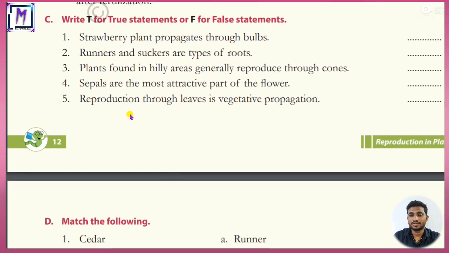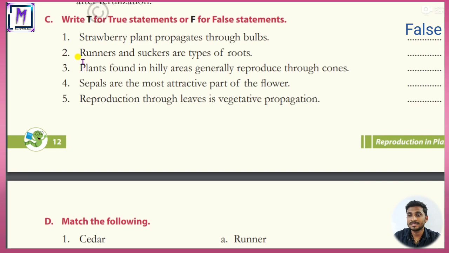Write T for the true statement or F for the false statement. Otherwise we can write directly true or false here. The first statement: strawberry plant propagates through bulbs. This statement is false. Why? Because as we know, strawberry is a runner, which grows horizontally with the stem. So that's why this statement is false.